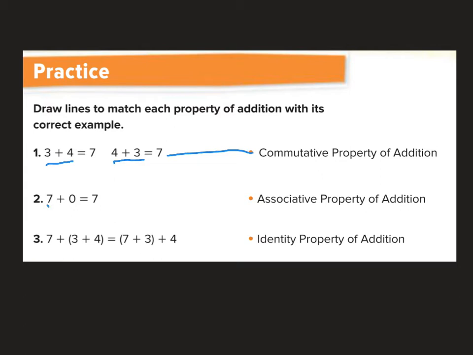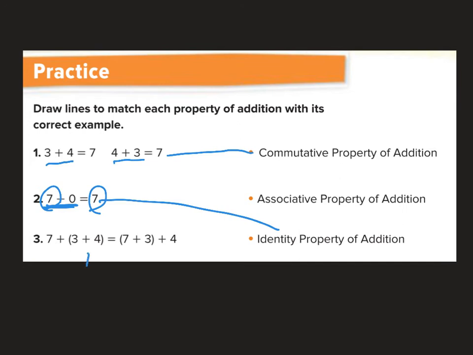Okay, now I have 7 plus 0 equals 7. That's our friend, the identity property, right? We have a 7. If I add nothing to it, I get a 7. It's kind of like looking in the mirror, searching for your identity, right? So that's our identity property.